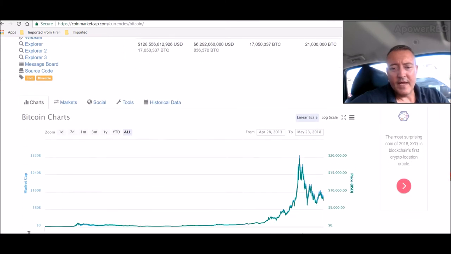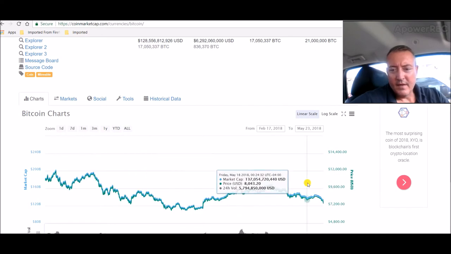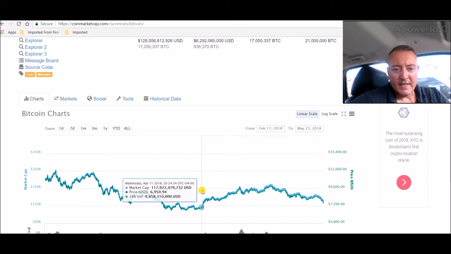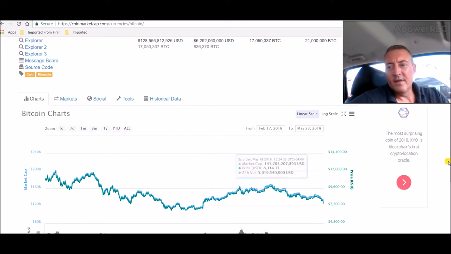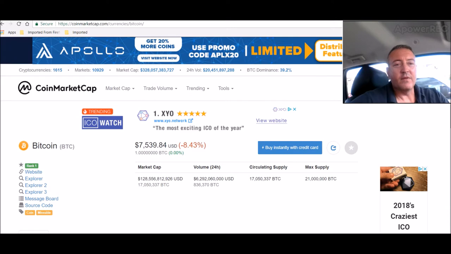So let me scroll down and let's zoom in here a little bit. We're at 7,500 right now. The last time it was there was roughly, well, it's going on a month and a half ago. April 12th was the last time it was that low, guys. So there's some serious selling of Bitcoin going on right now, along with all the other cryptocurrencies, which pretty much follow along. When Bitcoin goes down, they go down.